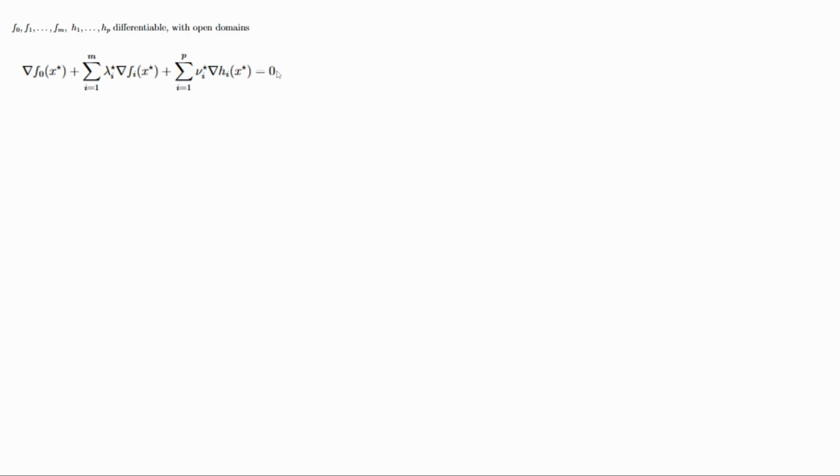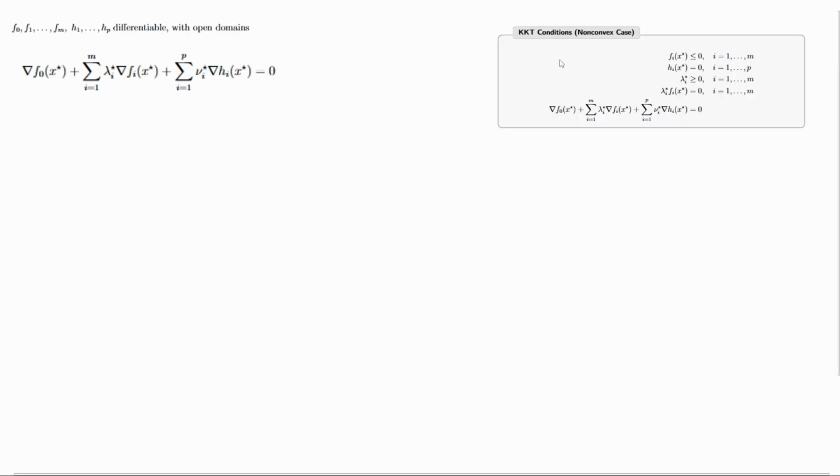Now, what you do is combine this equation together with primal feasible, dual feasible, and complementary slackness, and you get the full KKT system. So here are the KKT conditions for the non-convex case. I don't actually recommend memorizing every little thing. Instead, think about it from a big picture.